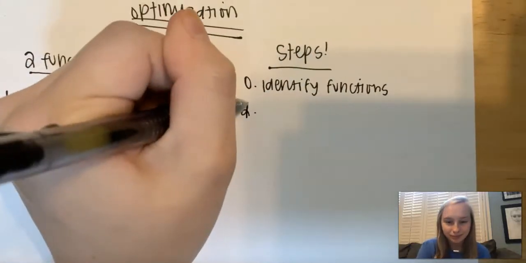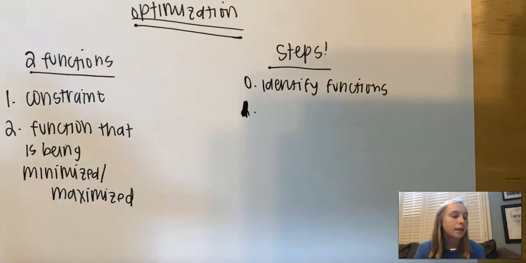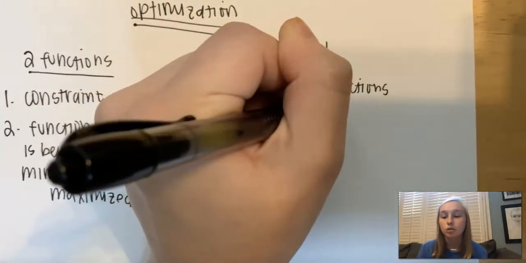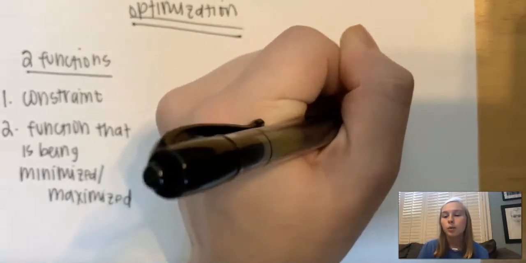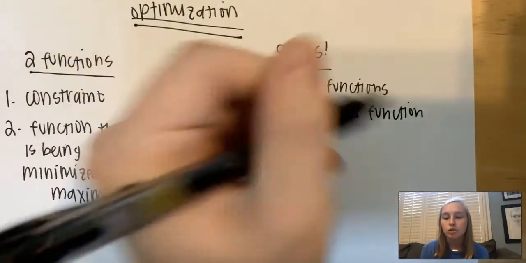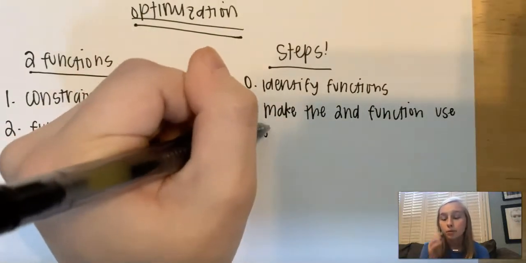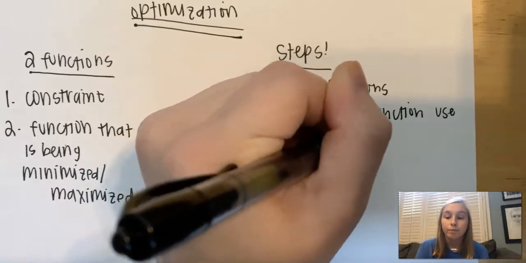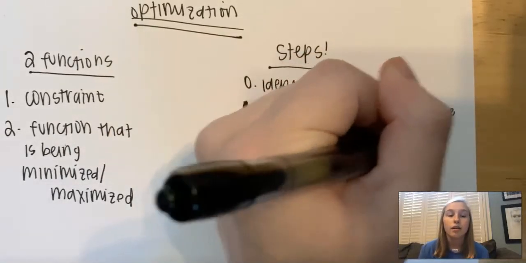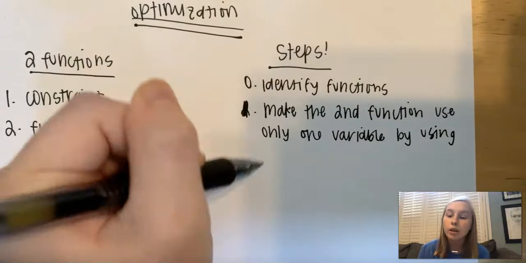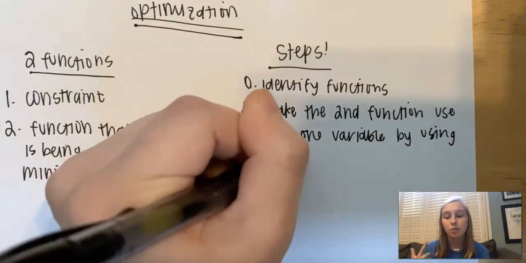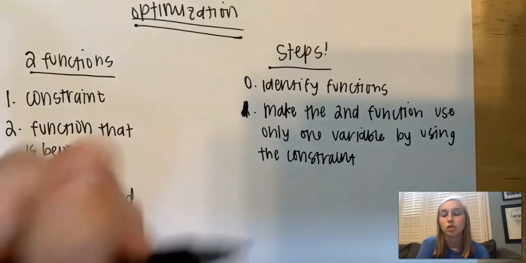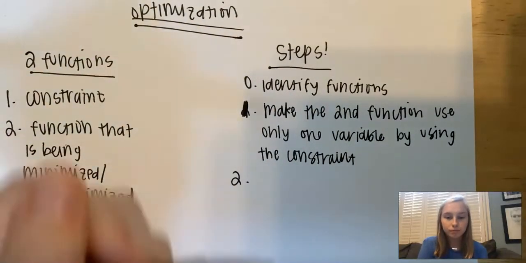Step one is making sure that the second function uses only one variable by using the constraint. So we just isolate one of the variables in the constraint. They use the same variables, and then we substitute that equivalent into the function so that the function only has one variable, and therefore we can solve for it. Sounds really complicated now. I promise I will explain it better, and you will see it when we are actually doing the equations. It's not that bad.